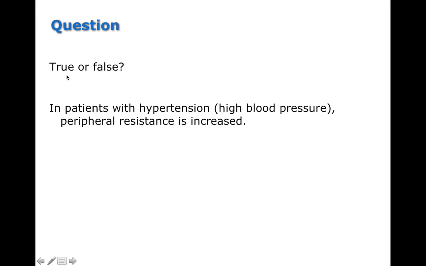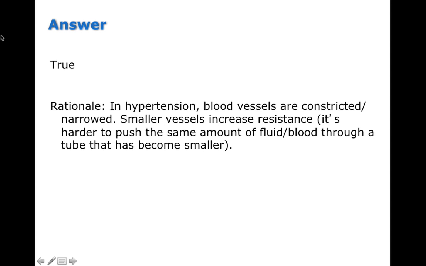Now this next question says, true or false, in patients with hypertension or high blood pressure, peripheral resistance is increased. Would that be true or false? Well, we have to consider our equation for blood pressure, right? Blood pressure is equal to cardiac output times peripheral resistance. So if blood pressure and resistance are proportional, that means if you increase resistance, you're going to increase blood pressure. So this is going to be true. In hypertension, blood vessels can be constricted or narrowed, and smaller vessels have higher resistance, which makes it more difficult for blood to flow. So more resistance means more pressure.